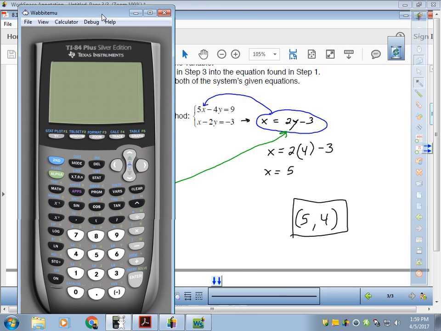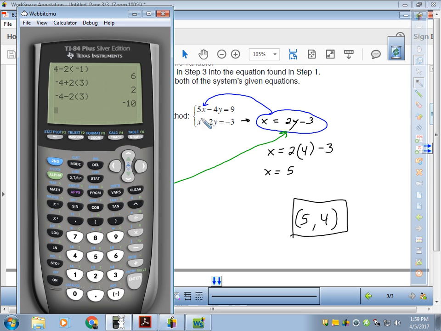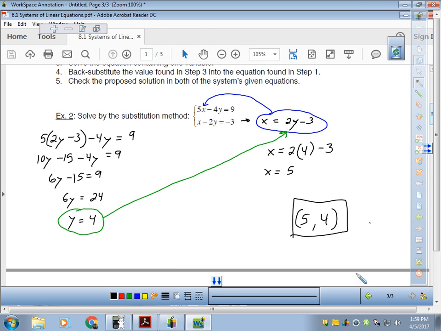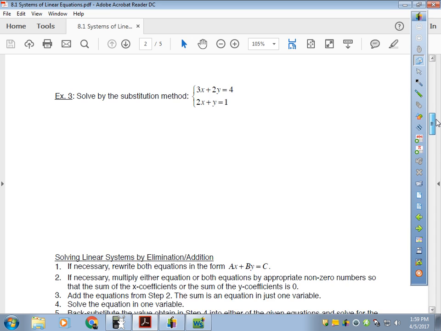So what I'm going to do is plug it into each of these equations. On this top equation, I have 5 times 5 minus 4 times 4. And that does equal 9, so it works in that one. If we plug it in the bottom equation, that would be 5 minus 2 times 4. And that gives us negative 3, which works in the bottom equation. So that solution does work for both of them, so it's an okay solution. So it's not too bad. Substitution method is not terribly challenging. Let's look at another one of these.